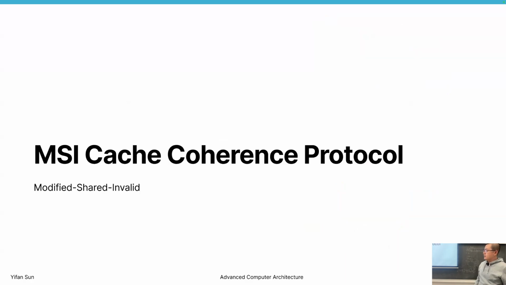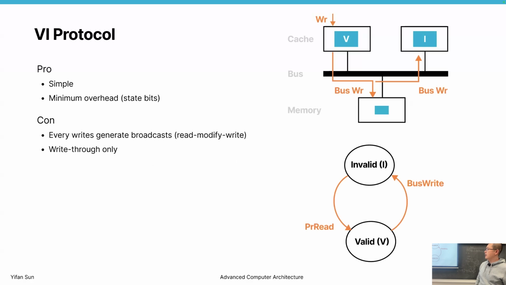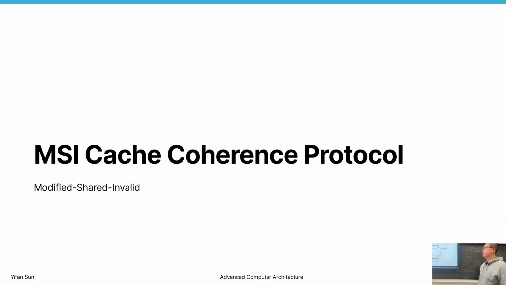And let's make it slightly more complex. Let's see how these cons can be solved by a slightly more complex protocol. Now I can tell you that in most CPUs, the VI protocol is not used because it's too simple and performance is not that good. And for CPUs, write-back is a more reasonable design rather than write-through caches.